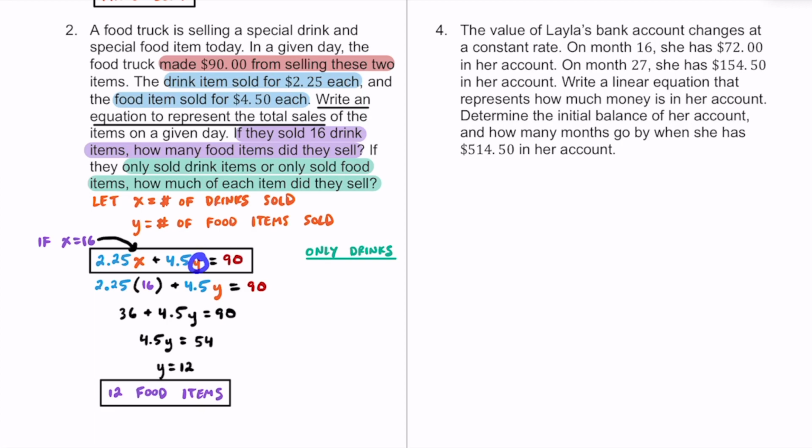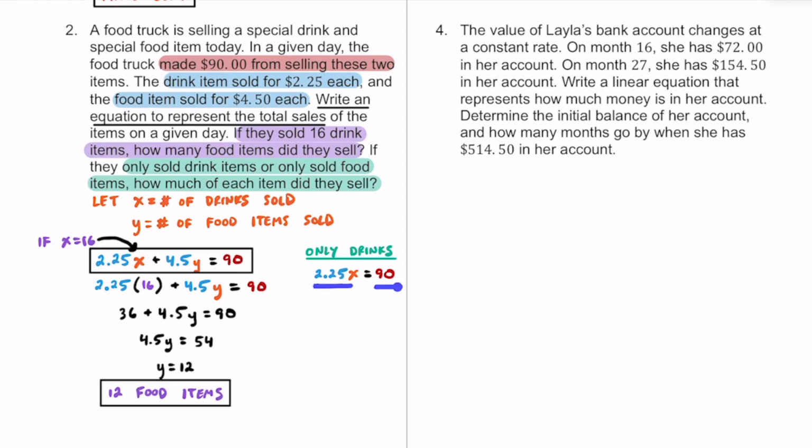All right, so if we're only going to be buying drinks, that means y is going to be 0. So this 0 multiplied by 4.5 is going to cancel out. So we're just going to be left with 2.25x is equal to 90. If we write that down, that's 2.25 multiplied by x, and that's going to equal 90. Hopefully this equation makes sense because it's letting us know that all the profit is coming from just drinks because we bought 0 of those food items.